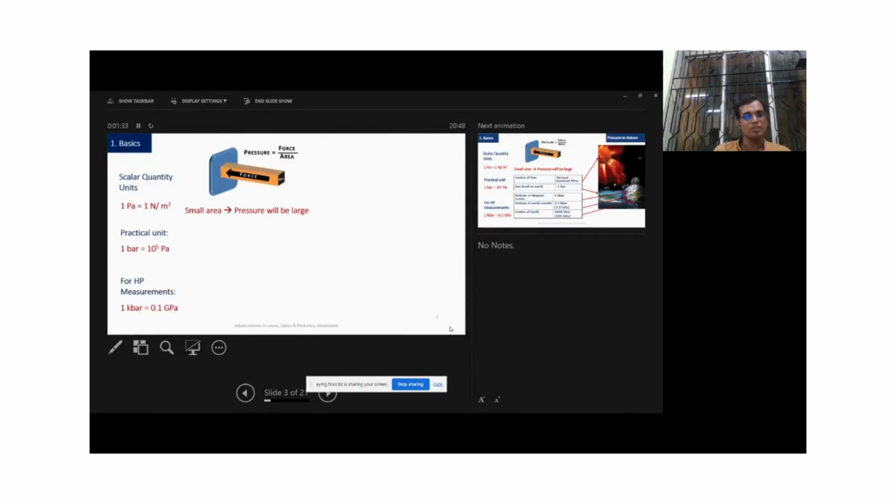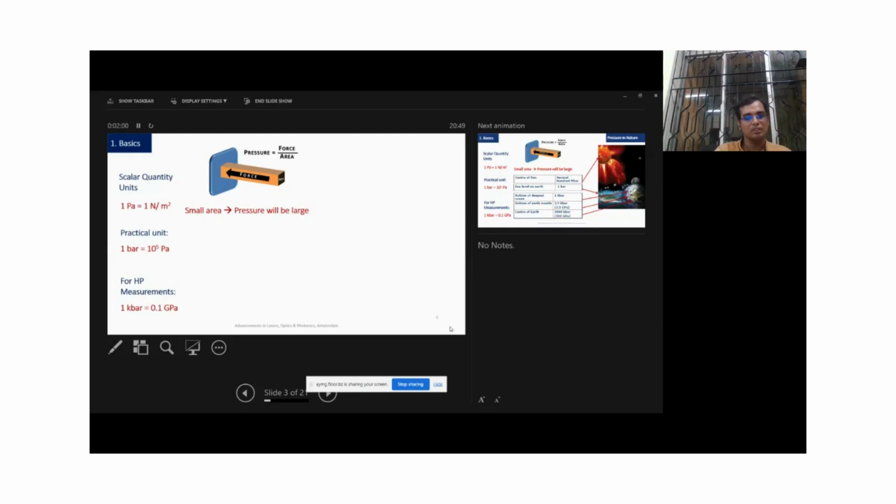Of course, we know what pressure is: force by area. So if the area is less, then the pressure will be higher. In a normal scale we use Pascal, or Newton per meter square. On the practical scale we use bar and Pascals. In high pressure measurements we use kilobars or GPa, where 1 kilobar is equal to 0.1 GPa.